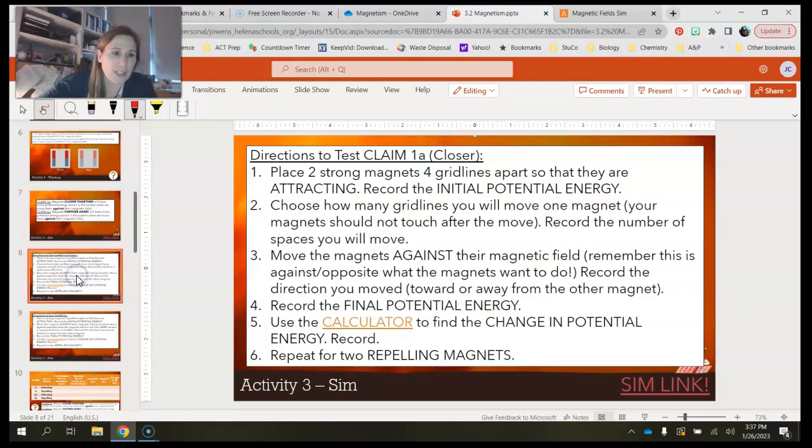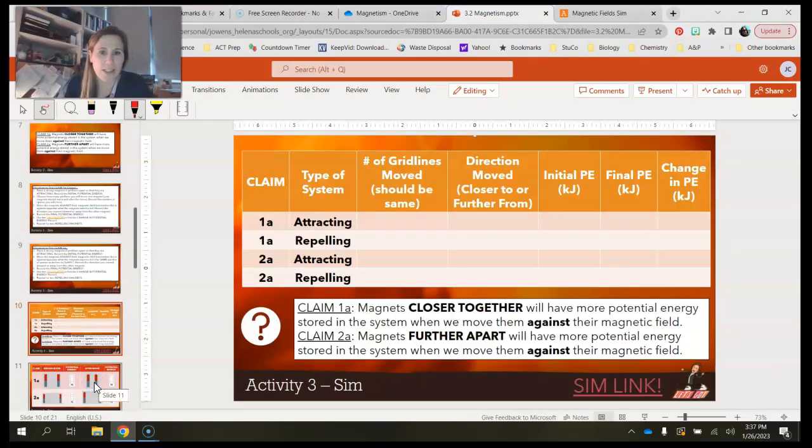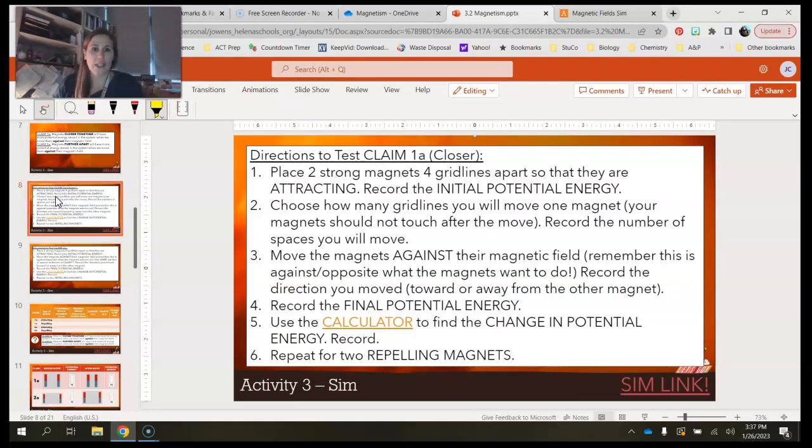Your directions to test all of these are on the next two slides, and your data table is on slide 10. The first thing you are going to test, your instructions are on slide 8, and that's going to give you data for 1A. So let's take a look at that. We're going to do the first couple together, and then we can compare those a little bit.